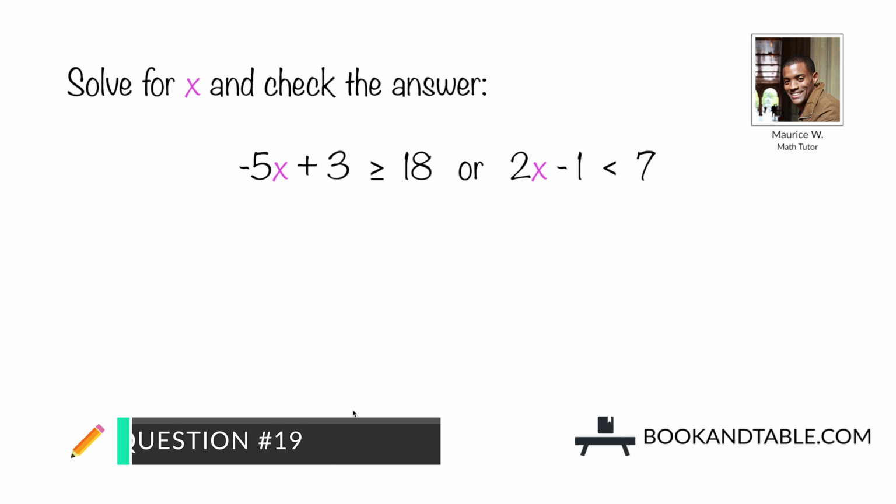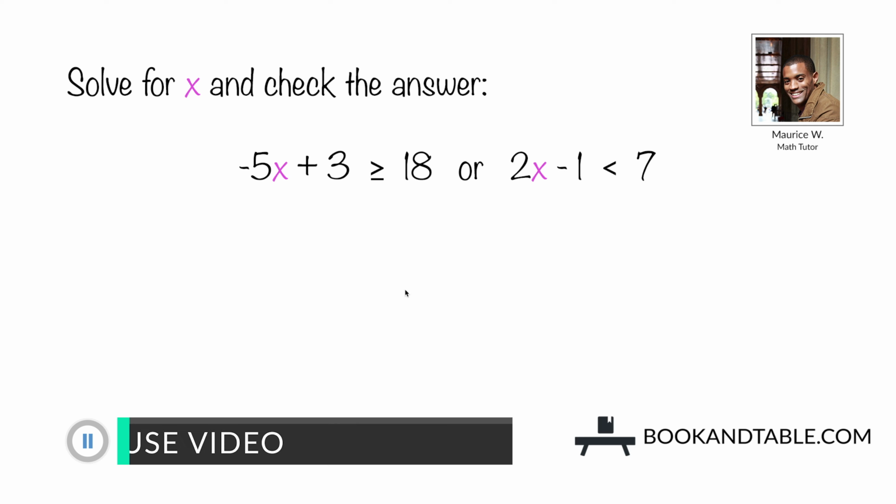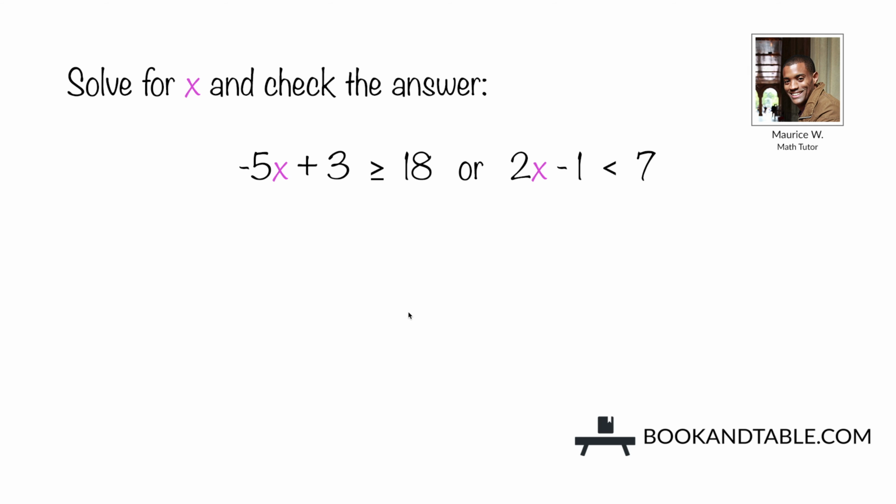Let's take a look at question number 19. Solve for x and check the answer. -5x plus 3 is greater than or equal to 18, or 2x minus 1 is less than 7. Pause the video, answer this question, and then press play when you are ready.